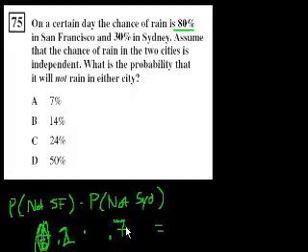And that is equal to 2 times 7 is 14. We have two numbers behind the decimal point. So there's a 14% chance that it will not rain in either city. And that is choice B. That is choice B. Next problem.